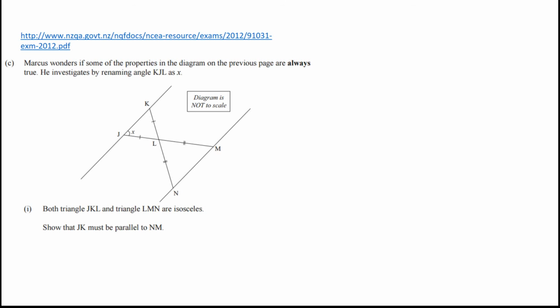Okay, so this example gives us, well, we're told that we've got a couple of isosceles triangles here. So triangle JKL is isosceles, as well as triangle LMN, also isosceles. Can we prove that JK is parallel to NM? What we are also given is this angle here labelled as X. So somehow we need to use X in our proof.